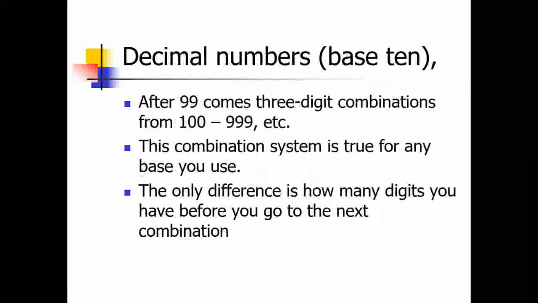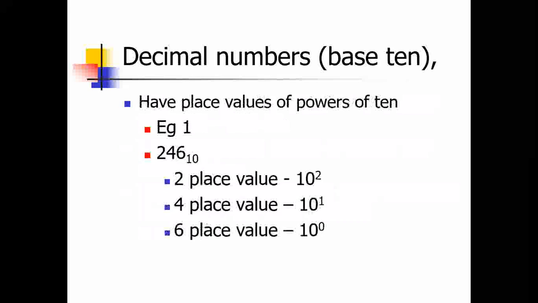So after 99 comes three digits, combinations from 100 upward. This combination system is true for any base you use. The only difference is how many digits you have before you go to the next combination.